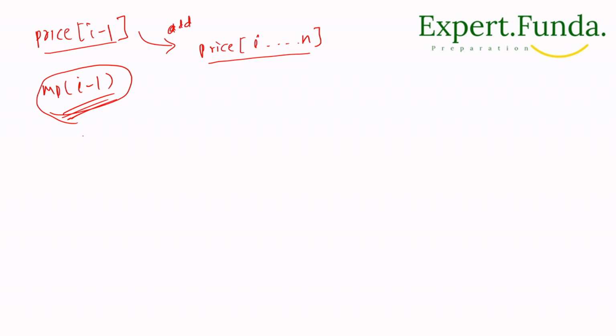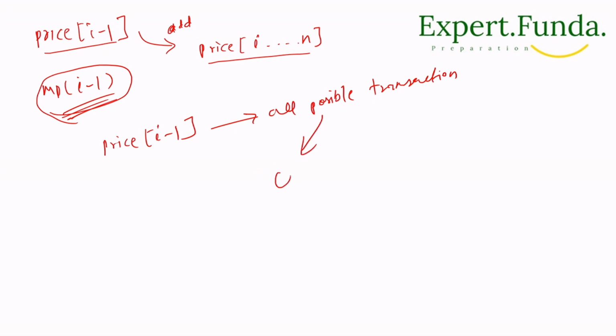Deduction means what? Let's understand the deduction. With the newly added price point, that is price I minus 1, we need to consider all the possible transactions. What are all the possible transactions? There will be two things, case 1 and case 2.